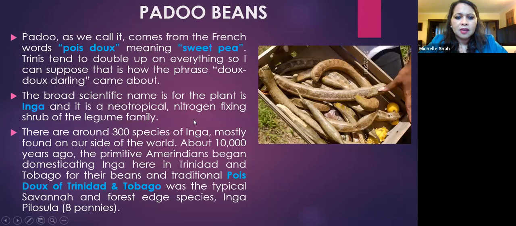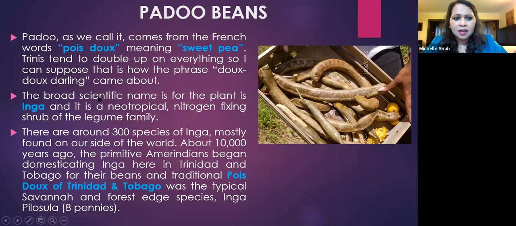Another bean, which is not very popular but is grown in Trinidad, is the pardo bean. As we call it, it comes from the French word pardo, which means sweet pea. Trinis tend to double up on everything, so the phrase doo-doo darling comes from that name, pardo. And the photograph shows what the pardo bean looks like.